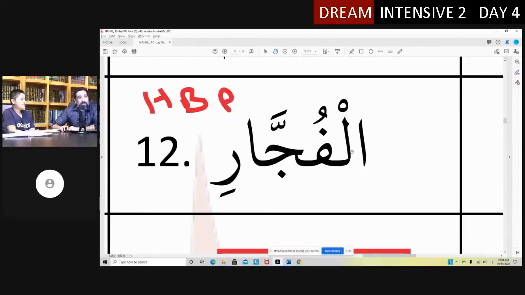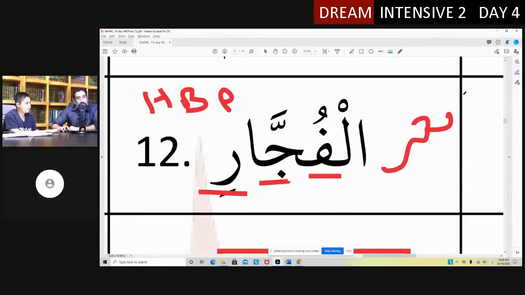So Fajr has the letters Fa, Jim, and Ra. And Al-Fujjar has the same letters, right? These are called root letters. I'll teach you all about them one day, inshallah. When we do sarf, you're going to learn all about that stuff. Actually, in the next intensive, you'll learn about that.